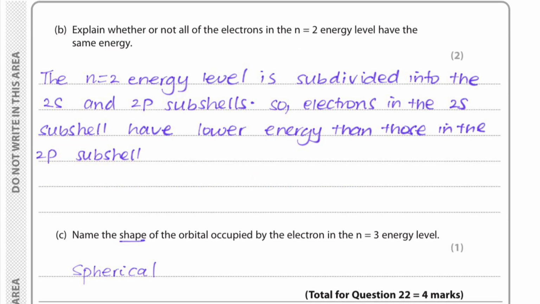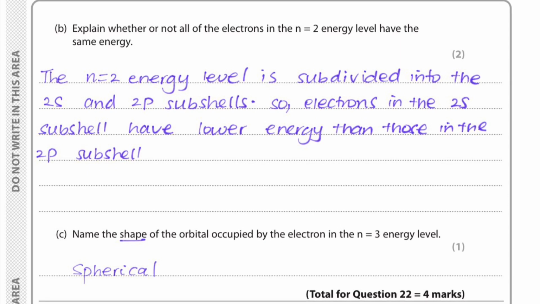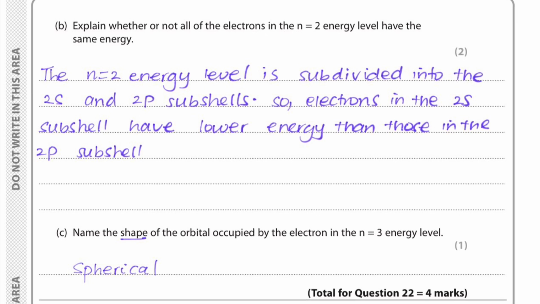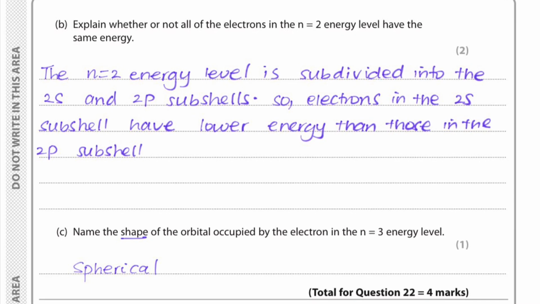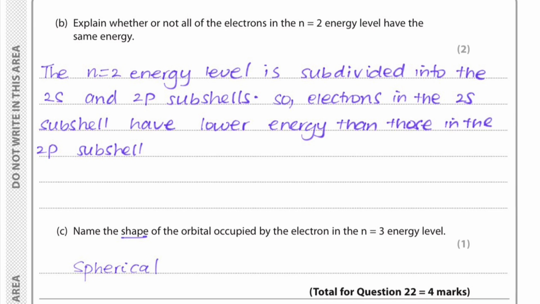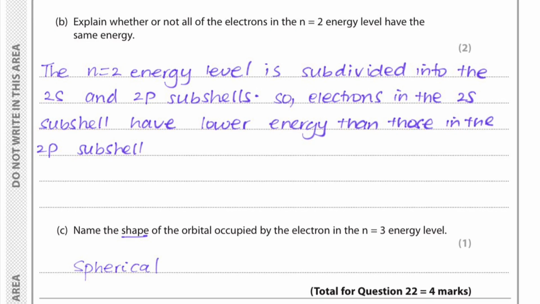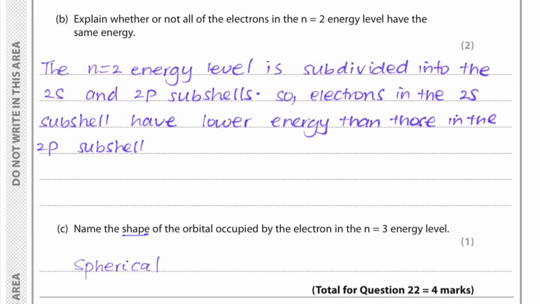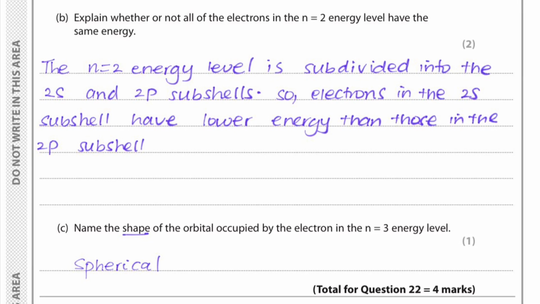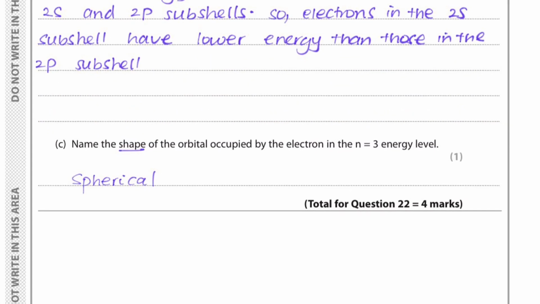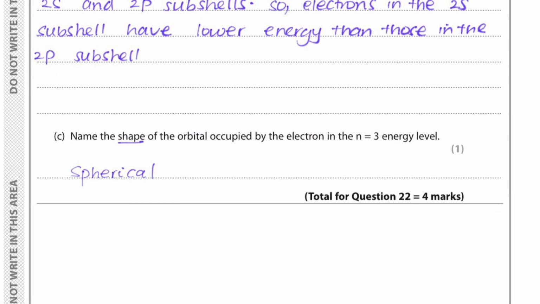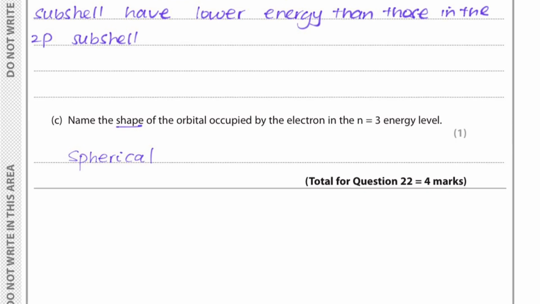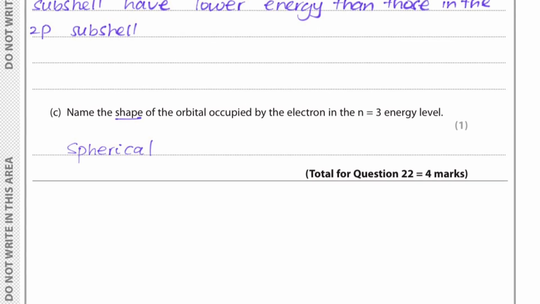Then they say, explain whether or not all of the electrons in the n equals 2 energy level have the same energy. So the n equals 2 energy level isn't just one simple shelf, it's got 2 different subshells, the 2s and the 2p. The electrons in the 2s subshell actually sit at lower energy compared to those in the 2p subshell. So nope, not all electrons at n equals 2 have the same energy. Then they say, name the shape of the orbital occupied by the electron in the n equals 3 energy level. Remember that if it's an s orbital, the shape is always the same, spherical.